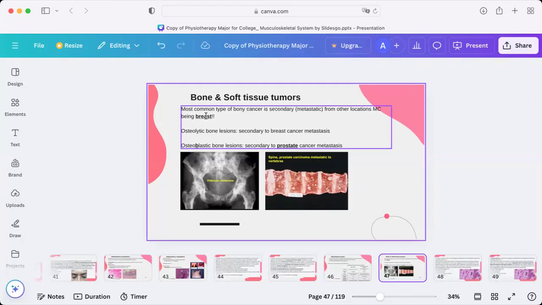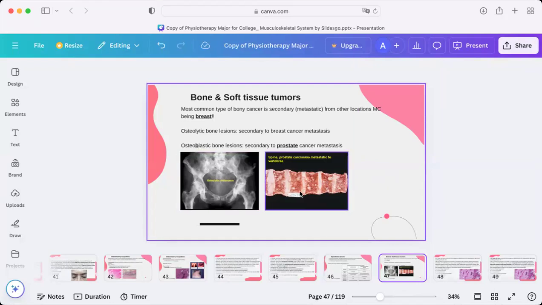We have two kinds of bony lesions: osteolytic and osteoblastic. As you can see here, this clearly looks osteolytic because it looks lucent. The osteolytic bone lesions are, again, most commonly caused by breast cancer. For osteoblastic, the second you hear osteoblastic, the answer is prostate cancer, like 99% of the time, okay?